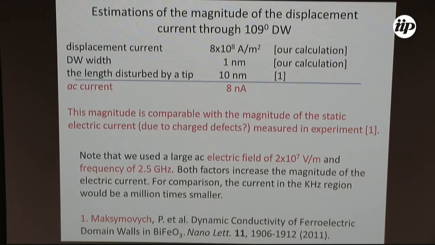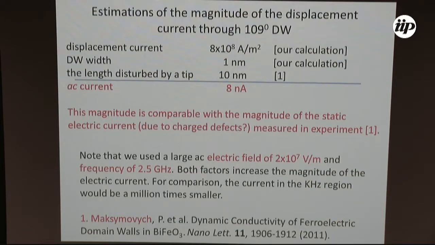So here we estimated the corresponding current in magnitude. So this is the current density, then we estimated the width of the domain wall. And by using this, we found that the AC current is about 8 nanoampere, which is measurable. And this is exactly the number which was found by, for example, Maksymovych by using PFM at kilohertz frequency, but that current was related to impurities, to charges, as we believe. Because according to our calculations, at kilohertz, you cannot obtain such a current.